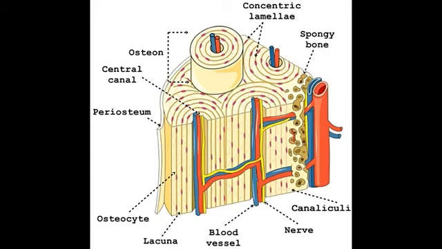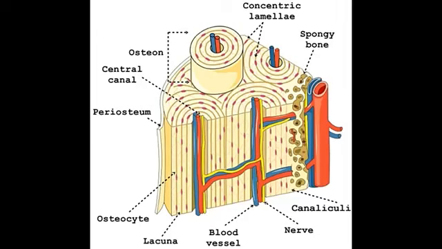Between the lamellae are small spaces called lacunae. Osteocytes are located within these small spaces. Tiny channels called canaliculi connect the lacunae. Nutrients are supplied to the osteocytes via these channels. Waste products also leave the osteocytes through these channels. The remnants of previous concentric lamellae can be found between the osteons. These are referred to as interstitial lamellae.